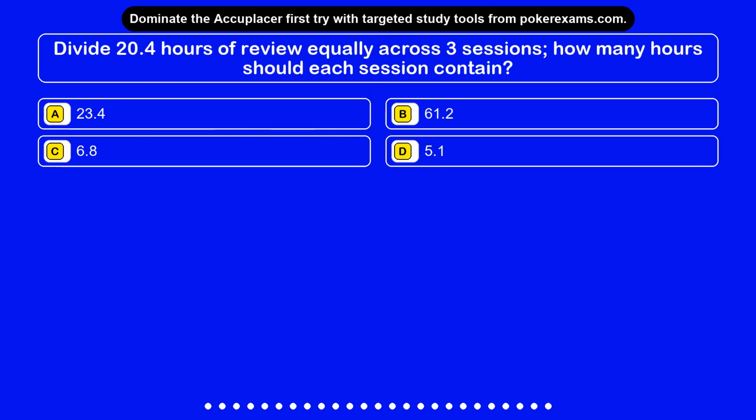Question 3. Divide 20.4 hours of review equally across 3 sessions. How many hours should each session contain? Option A, 23.4. Option B, 61.2. Option C, 6.8. Option D, 5.1.